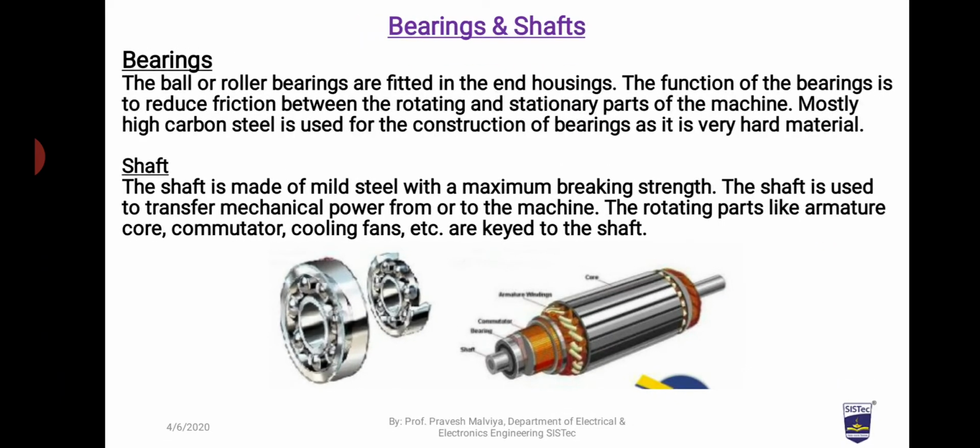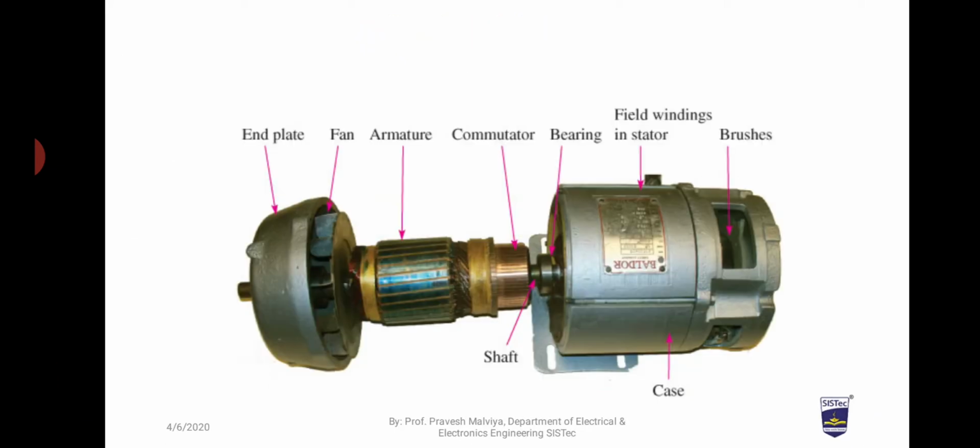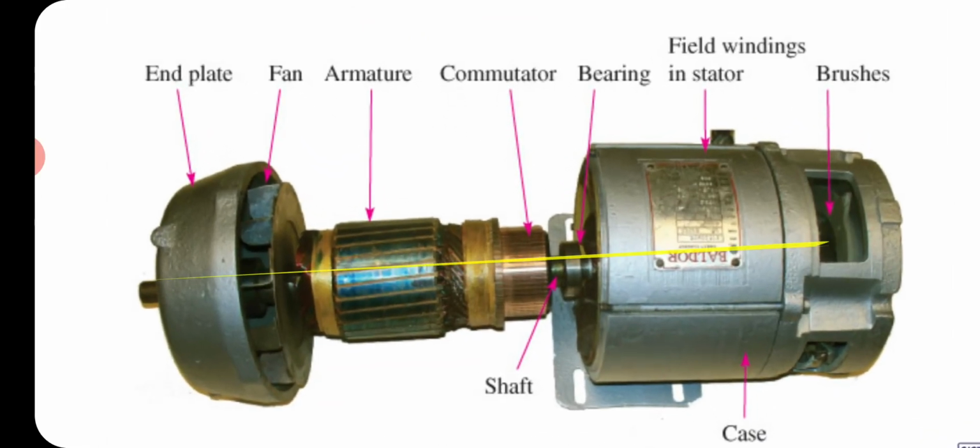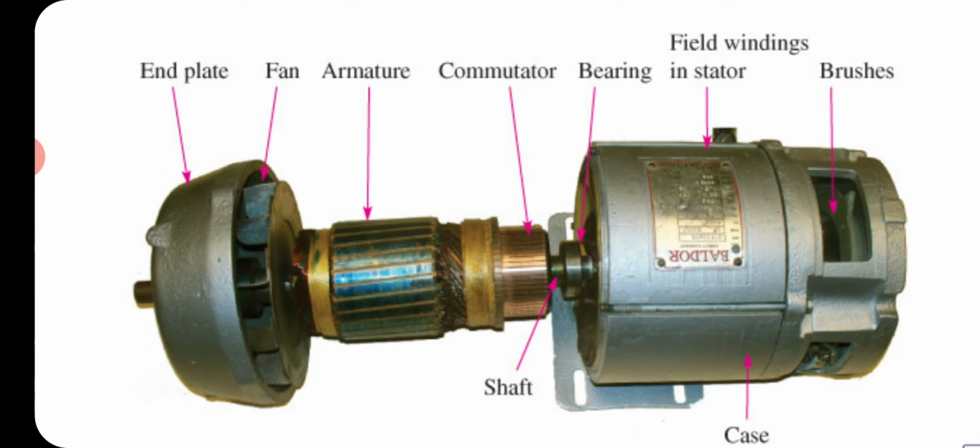So this is all about the construction of the DC machine. The construction of a DC machine for DC motor and generator is nearly the same, and the difference between motor and generator construction is just their enclosure. When we assemble all those parts together, a DC machine, a motor or generator, looks like this.